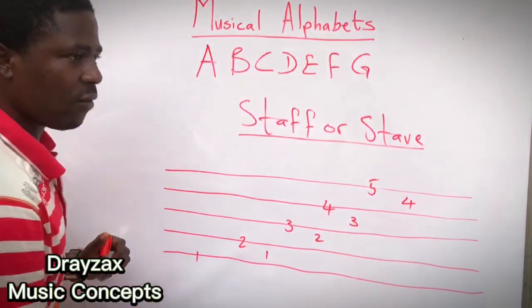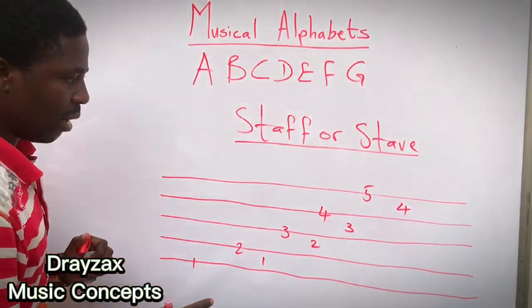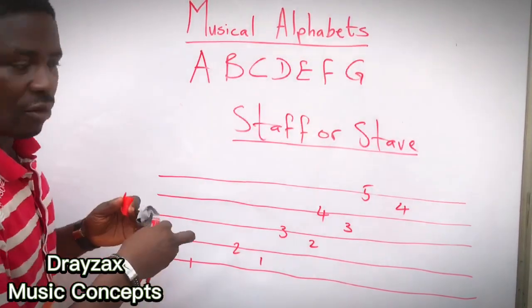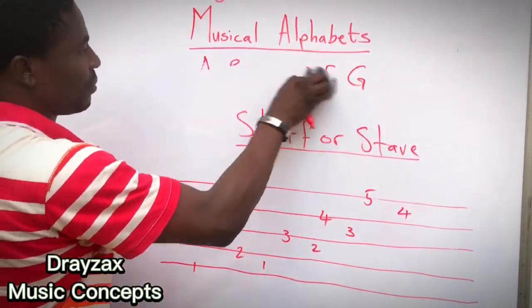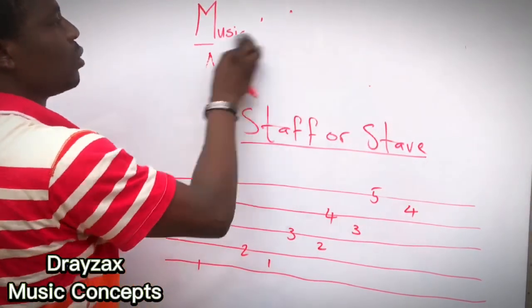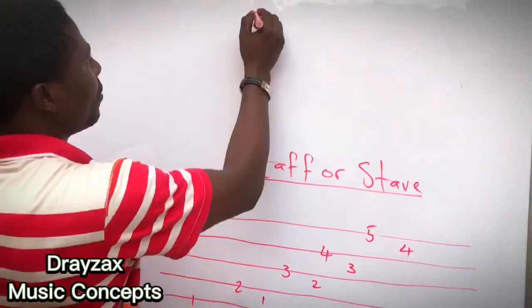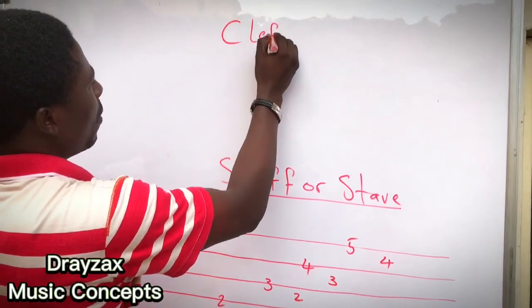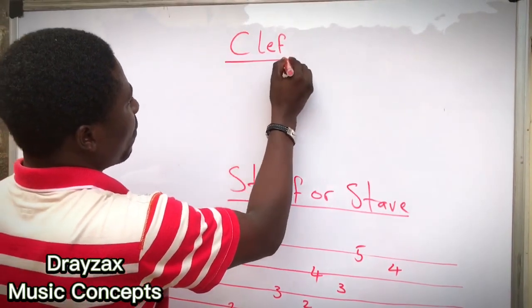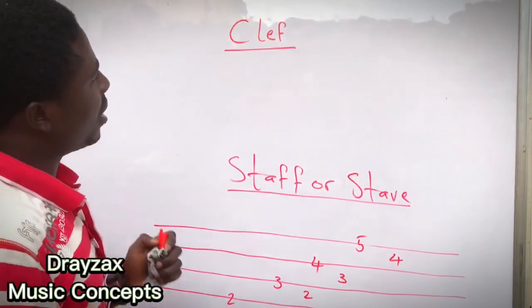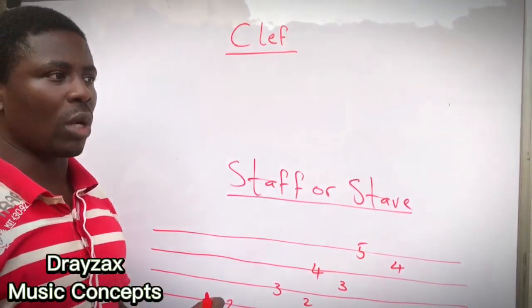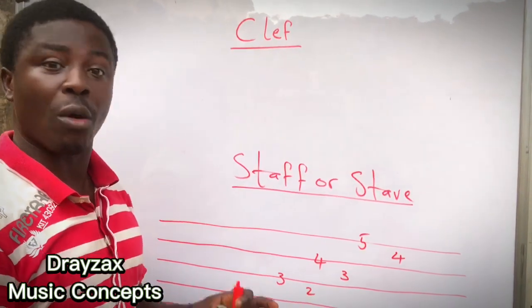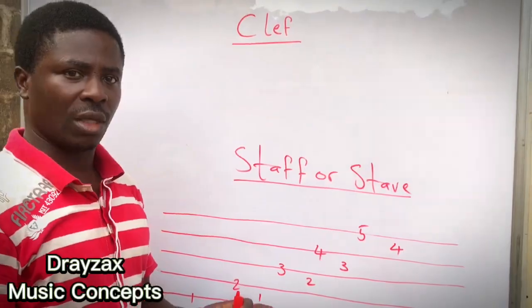Then after the staff, what we're going to do next is I'm going to introduce you to what we call the clef. After staff, we go to clef. Of course, there are different types of clef, but we are going to look at the two most common or commonly used clefs.